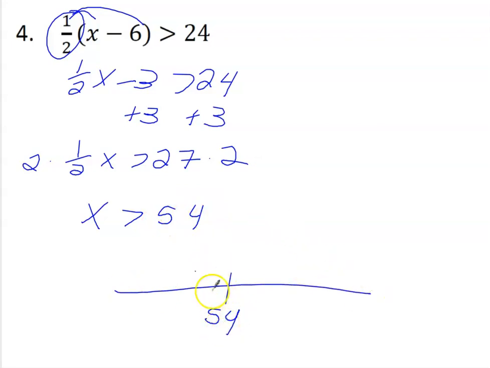So I put 54 on my number line. It's greater than, so it's an open dot. And I am going to draw my arrow over to the right.